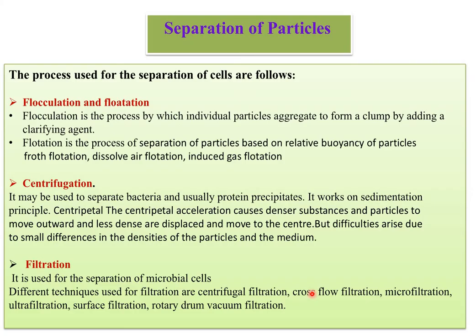Now, separation of the particles. There are basically three methods to separate the cells from the processed fermentation medium. First is flocculation and flotation. The other is centrifugation and filtration. Flocculation is the process by which individual particles aggregate to form a clump by adding a clarifying agent. And flotation is the process of separation of particles based on relative buoyancy of particles.